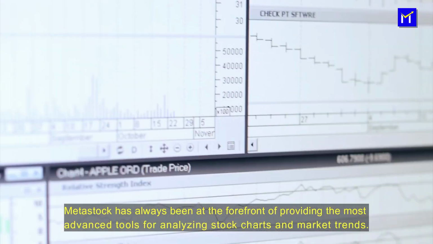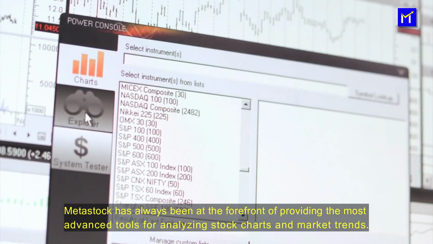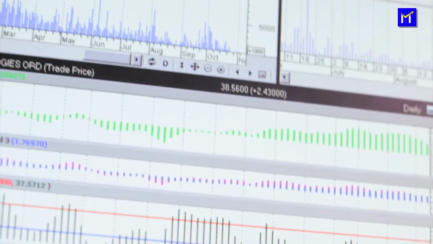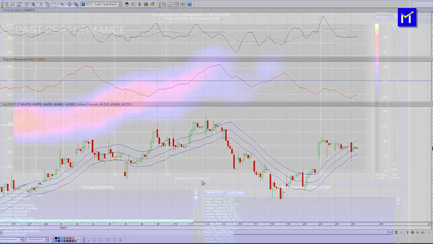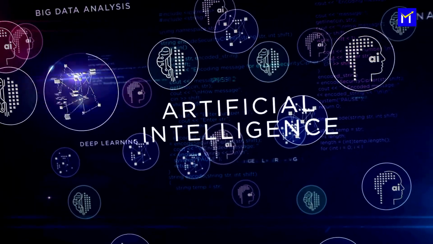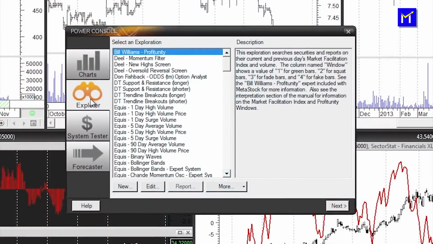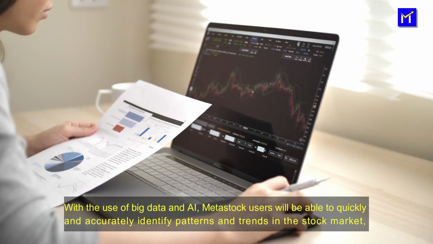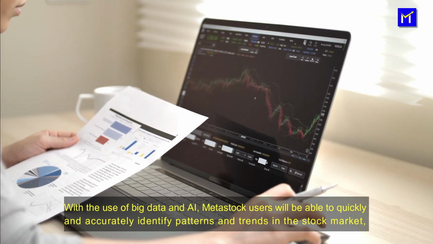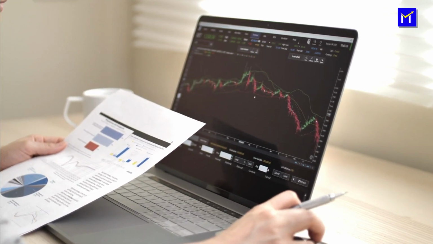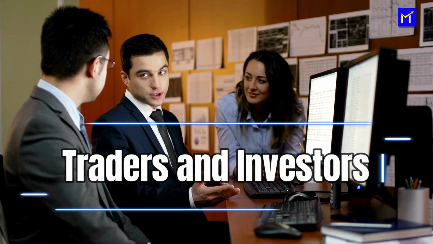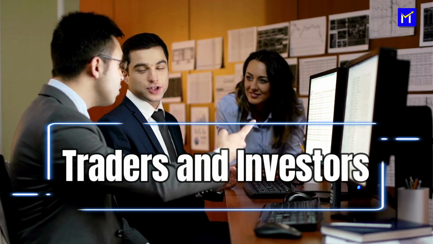MetaStock has always been at the forefront of providing the most advanced tools for analyzing stock charts and market trends. In the coming years, MetaStock is set to take this to the next level with the integration of machine learning and artificial intelligence. With the use of big data and AI, MetaStock users will be able to quickly and accurately identify patterns and trends in the stock market, improving their ability to make informed investment decisions. This will be a game changer for traders and investors who want to stay ahead of the curve.